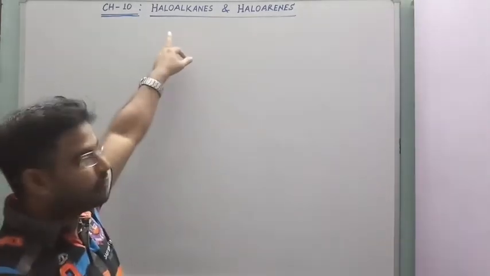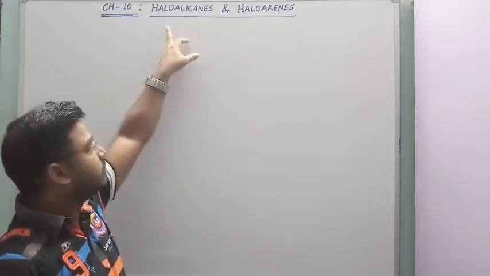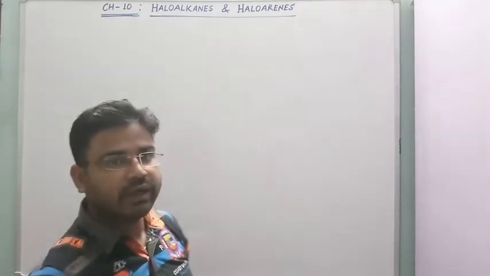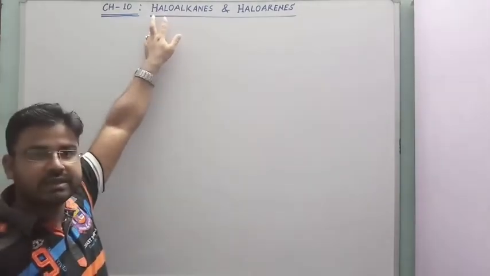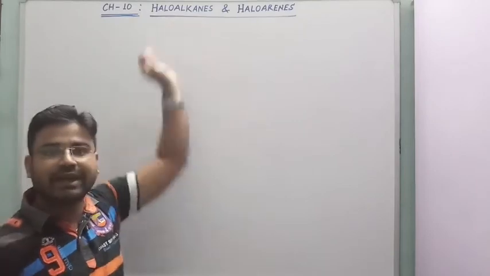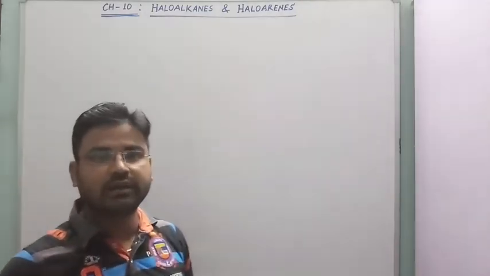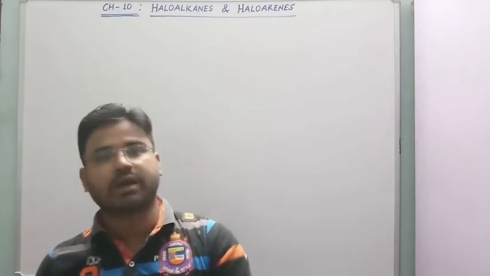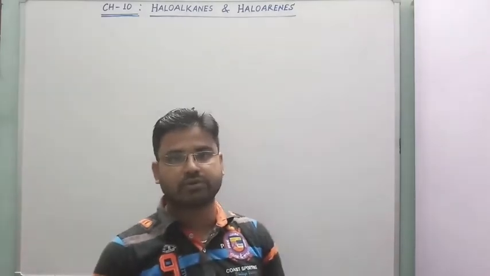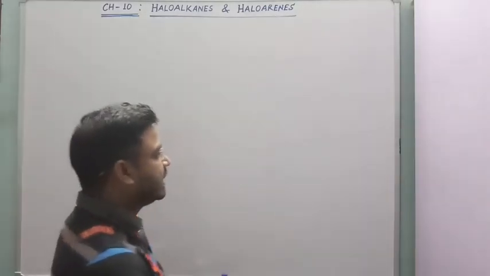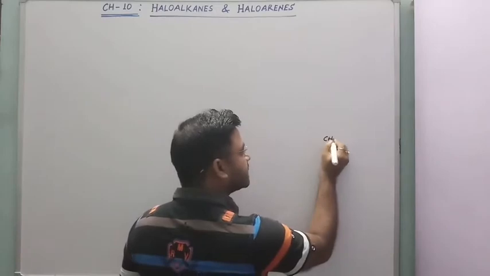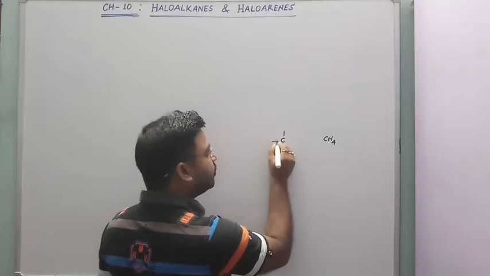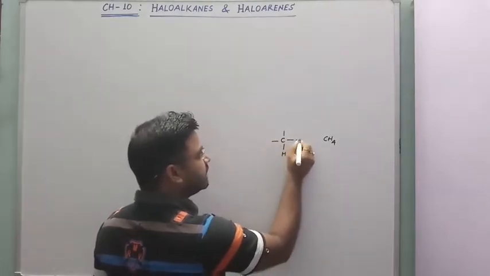So in this chapter of haloalkanes and haloarenes, at first we need to know what are haloalkanes. So haloalkanes, the word halo represents halogens. And what are alkanes? Alkanes are the saturated hydrocarbons in which all the carbon atoms are joined by single bonds only. Say one simple alkane. Methane is the simplest alkane, CH4. Here the carbon atom is attached to 4 hydrogen atoms, CH4.